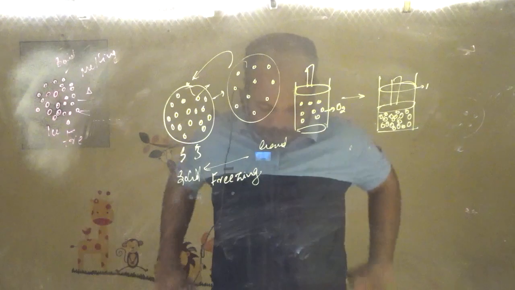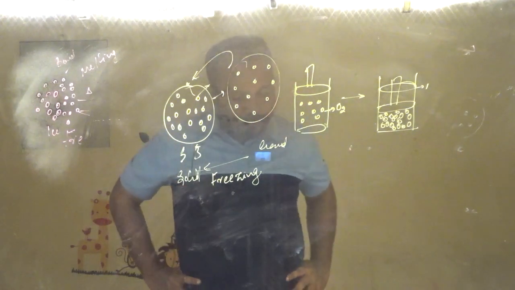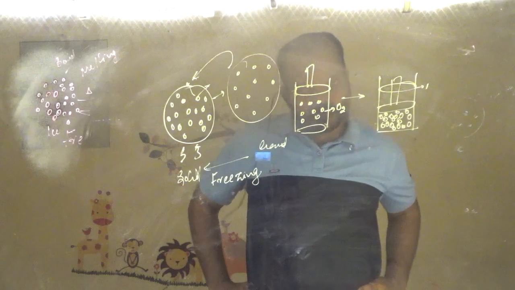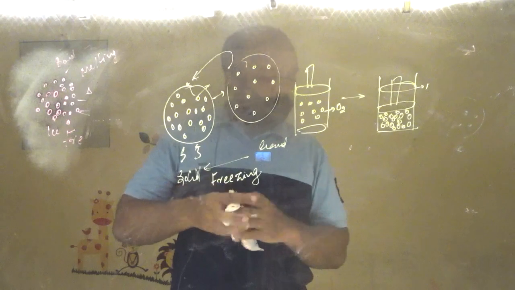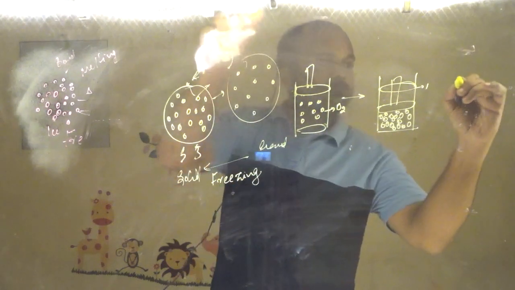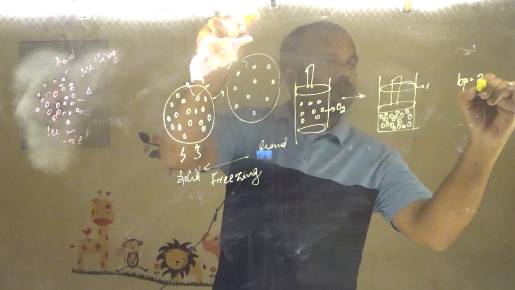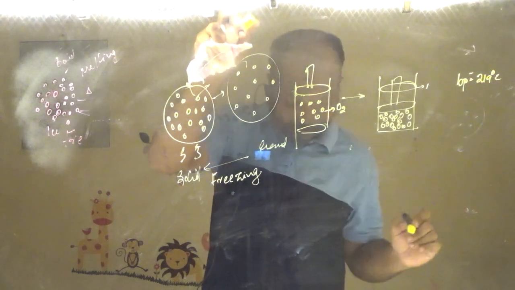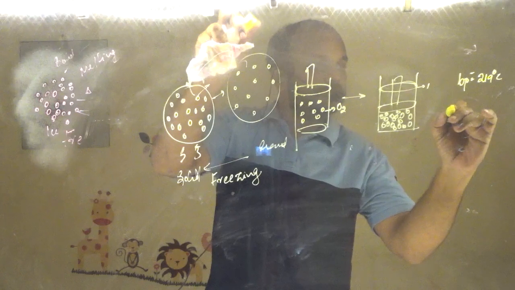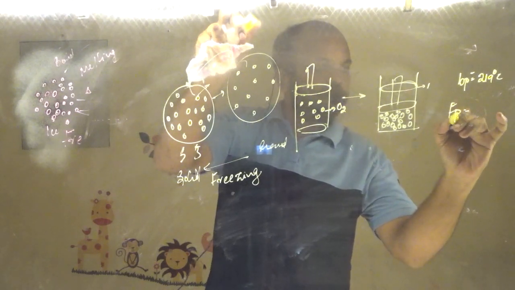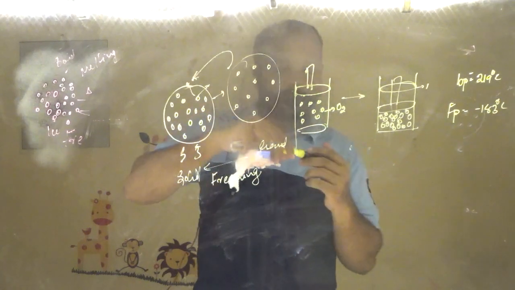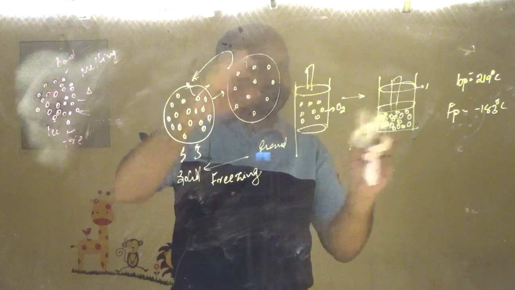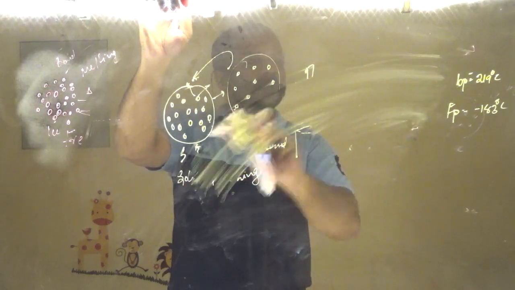Okay, next question: oxygen is the gas we breathe in, and it can be separated from the air. It boils at minus 209 degrees Celsius. That means the boiling point is minus 209 degrees Celsius and the freezing point is minus 183 degrees Celsius. Okay, fine.